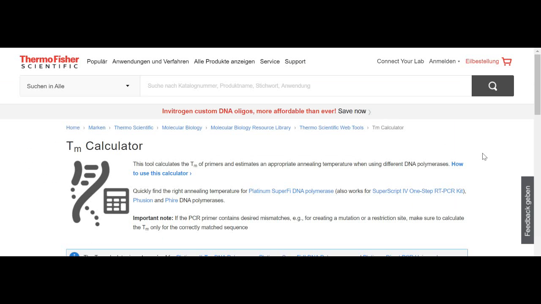But it's not just NEB that has these tools. Like I mentioned, a lot of biotech companies kind of have resources like this. So Thermo Fisher, for example, also has a Tm calculator. And if you look around other companies, you'll find a bunch of useful tools like this. So that's just a general tip to kind of look out for.